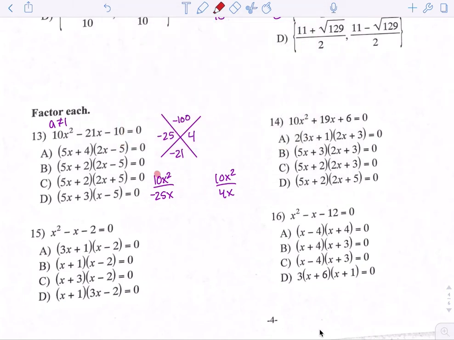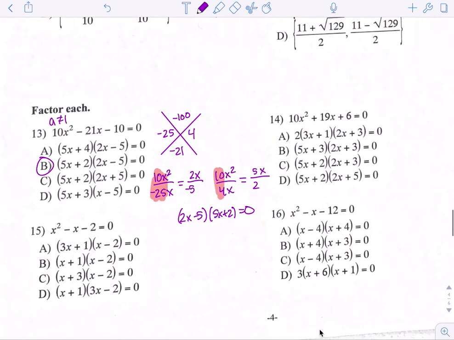Let's do this. All right, right here, you can divide top and bottom by 5, you guys, so that's going to be 2 over negative 5. And top and bottom, you can get an x on top. Over here, you can divide a 2 from top and bottom, so you get 5 over 2, and then x on top. So 2x minus 5, 5x plus 2. 2x plus 5, 2x minus 5, and 5x plus 2. That's B.